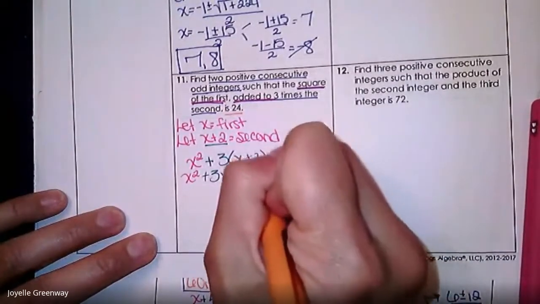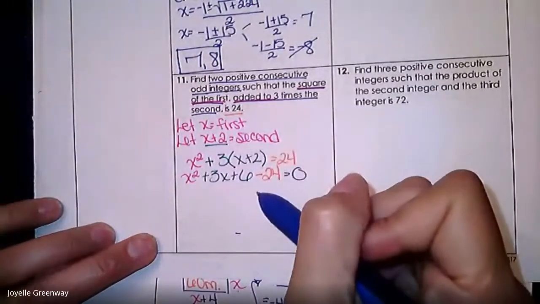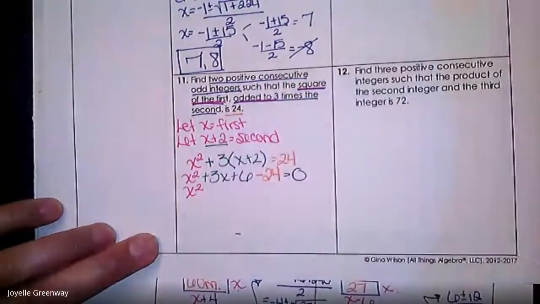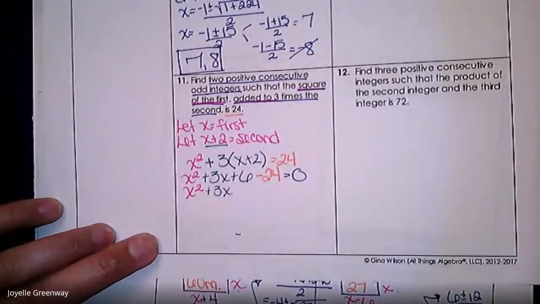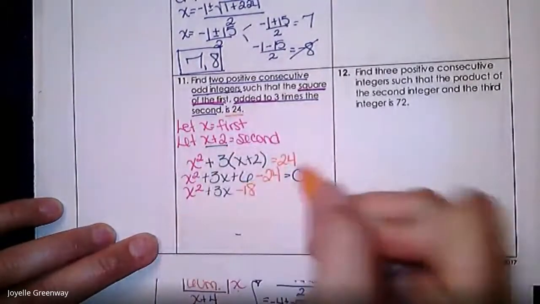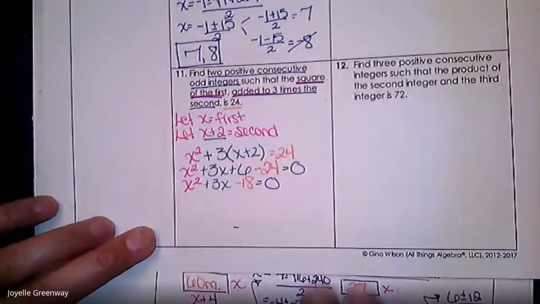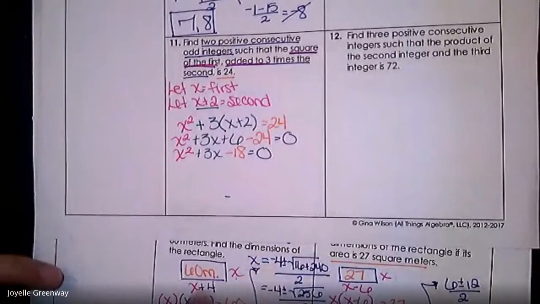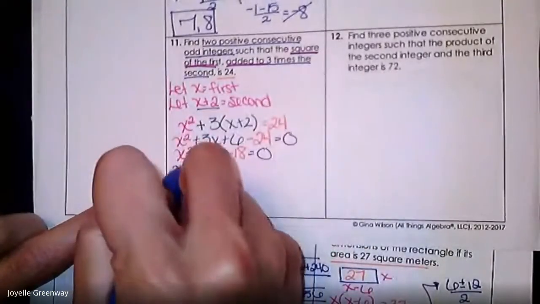And then remember, I'm going to move that 24 over so that it's equal to 0. So I have x squared plus 3x minus 18, because 6 minus 24 is negative 18, equals 0. And now you can use your quadratic formula. You can factor it. You could have completed the square. So a is 1, b is 3, c is negative 18.